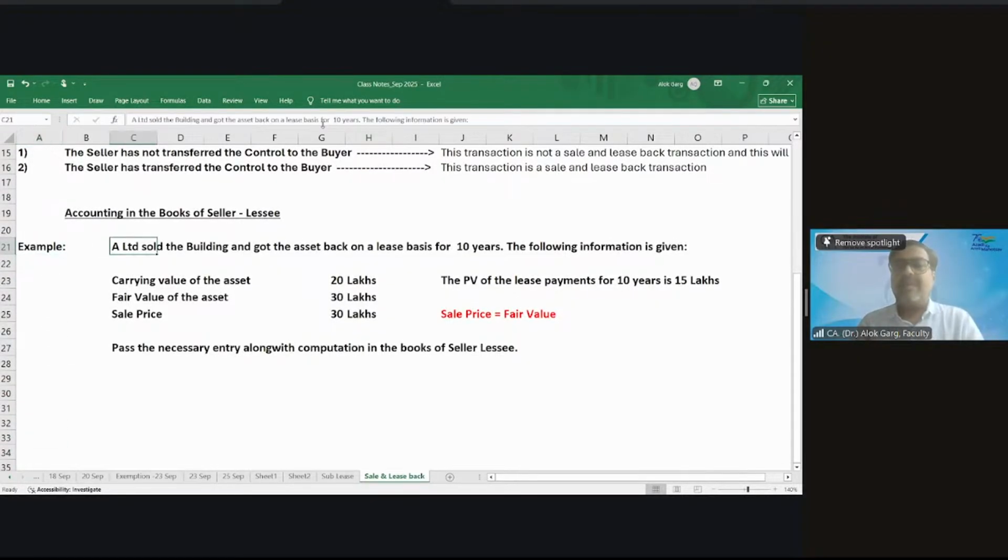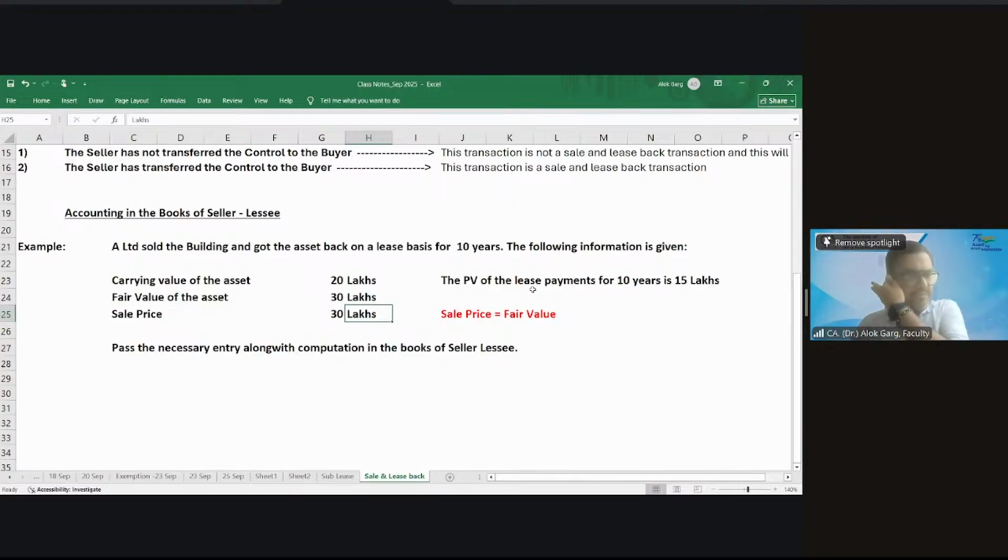Example. A Limited has sold the building and got the asset back on a lease for 10 years. A Limited is the seller lessee. The following information is given. Carrying value of the asset in the books of account is 20 lakhs. Fair value of the asset is 30 lakhs. Sale price is 30 lakhs.